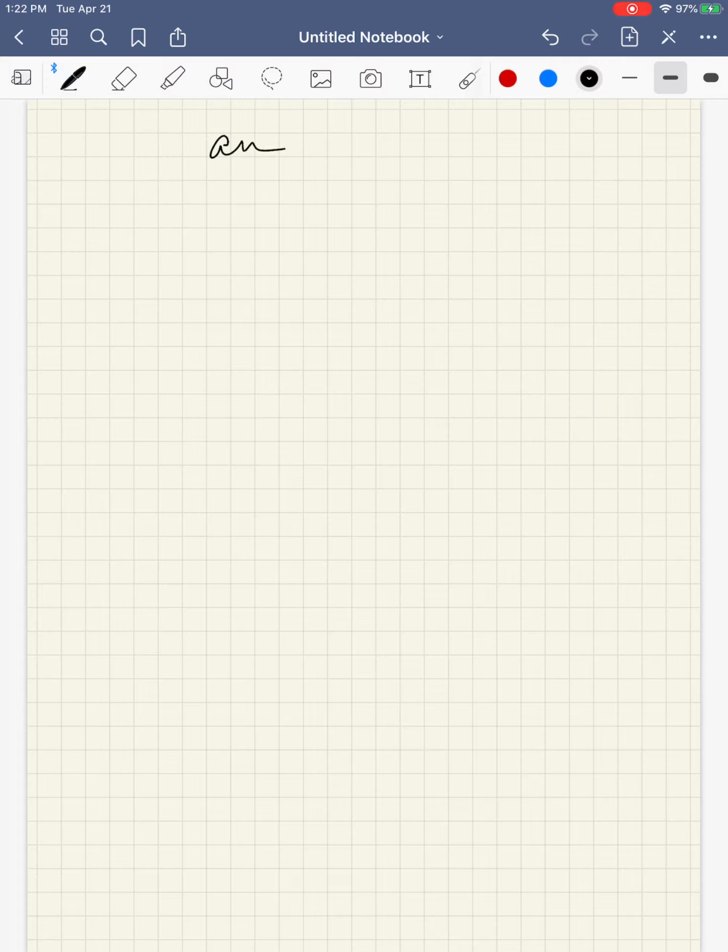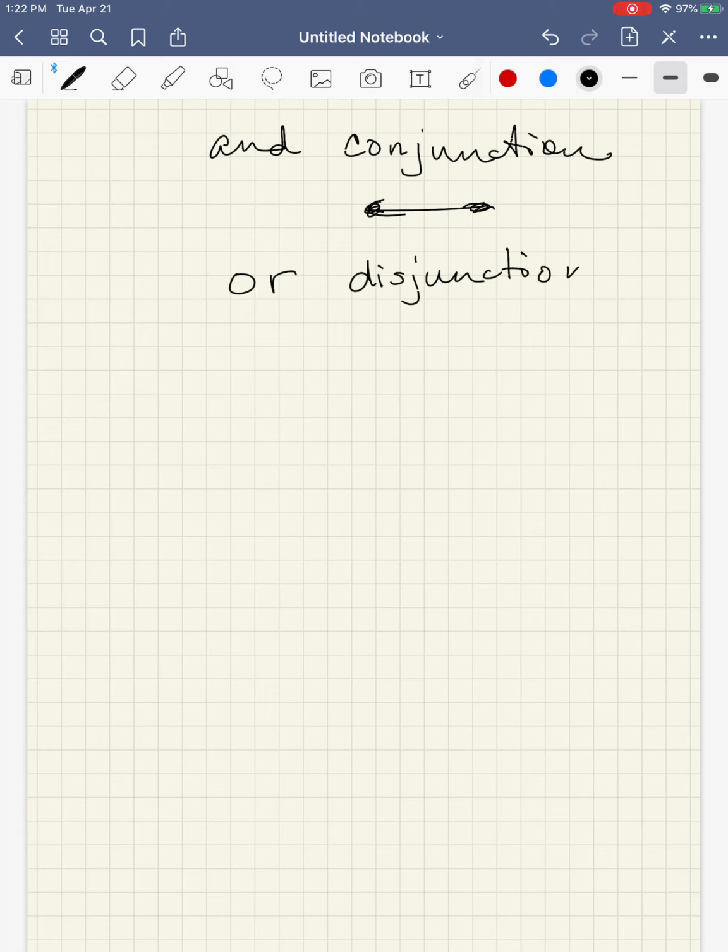The word "and" indicates a conjunction where they come together, like this. And the word "or" indicates a disjunction where the graphs go apart in some way.